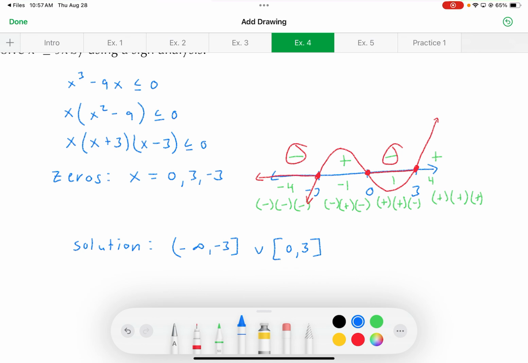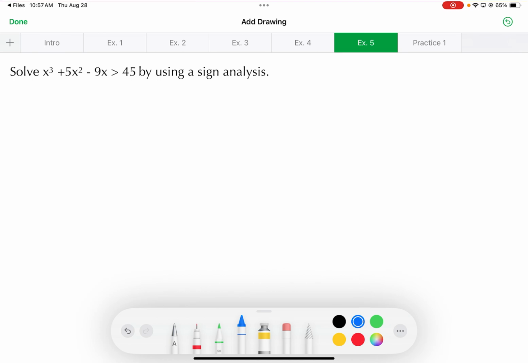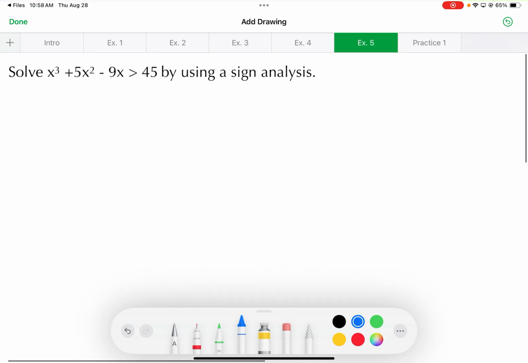All right, let's do one more. Here's another cubic, but the factoring's a little different on it. Move everything to one side. For you to use a sign analysis, one side's always got to be a 0. Okay. How would we factor this guy?